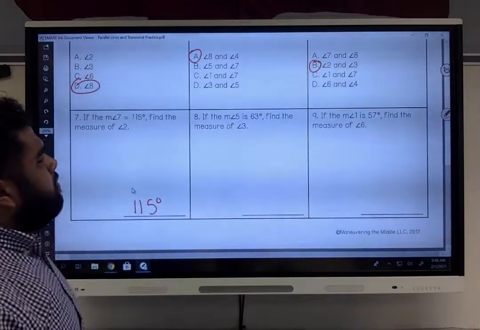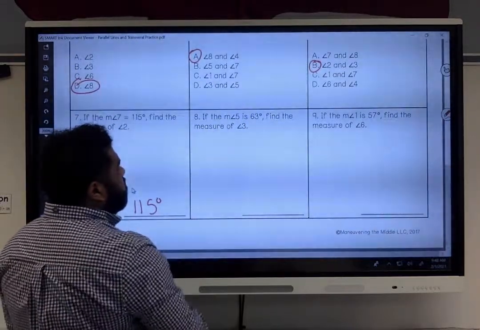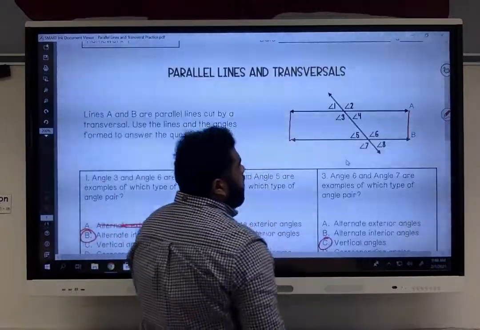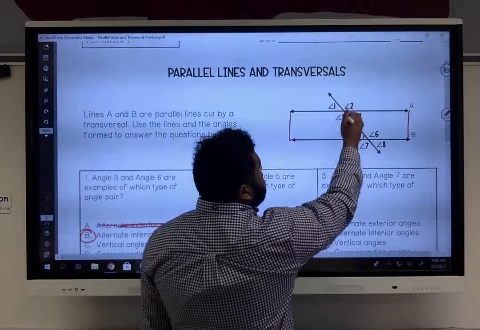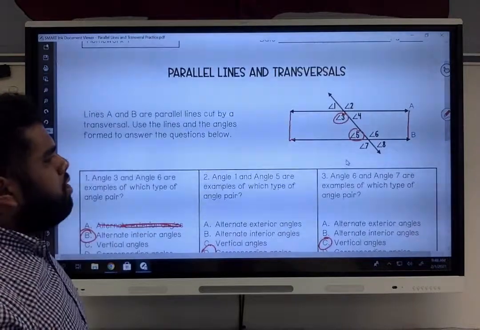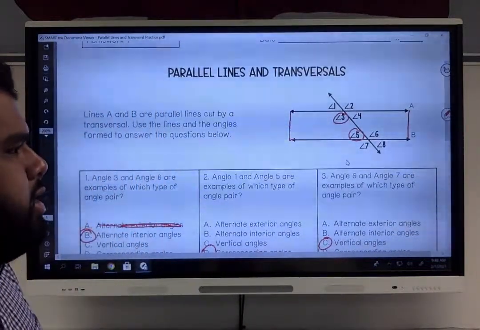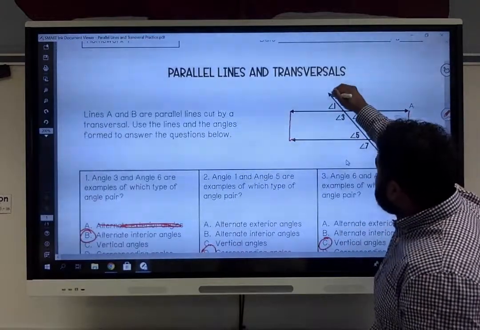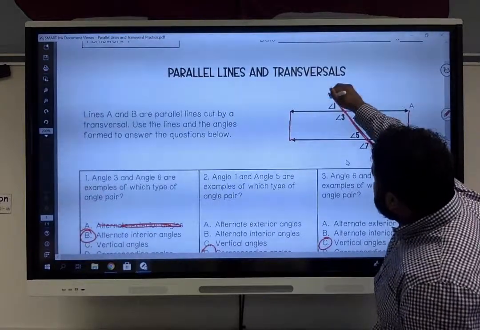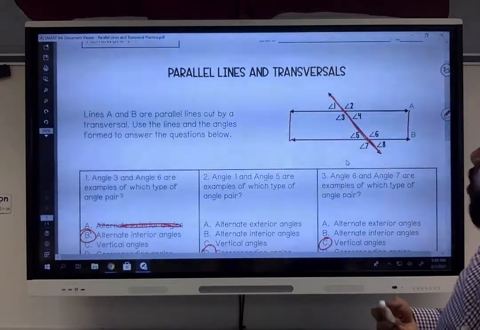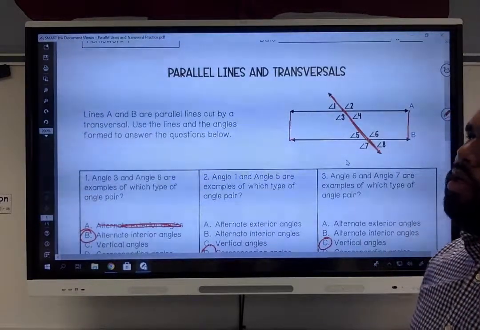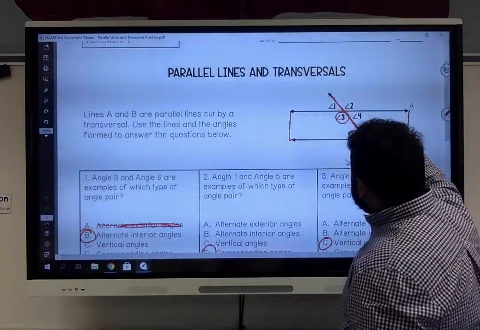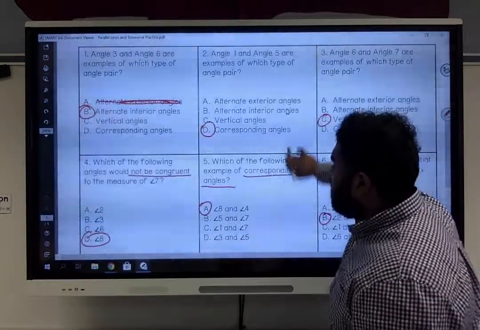So if the measurement of angle 5 is 63, find the measurement of angle 3. So angle 5 is 63. And they're trying to find the measurement of this angle, angle 3. Now, we haven't really learned about those, right? Because they're both interior, but they're not on opposite sides. Whenever they're on the same side of the transversal, and again, this transversal is the line that cuts in between these two parallel lines, if they are interior angles on the same side, they're going to be supplementary. So angle 3 and angle 5 will equal 180 degrees because they're supplementary.